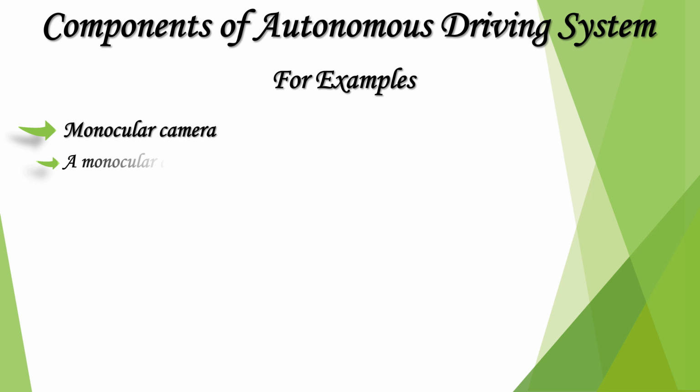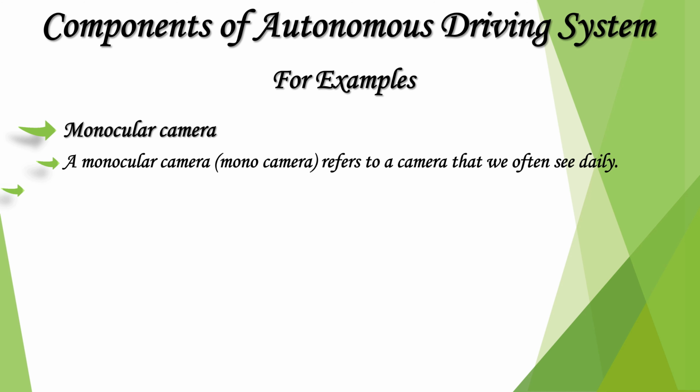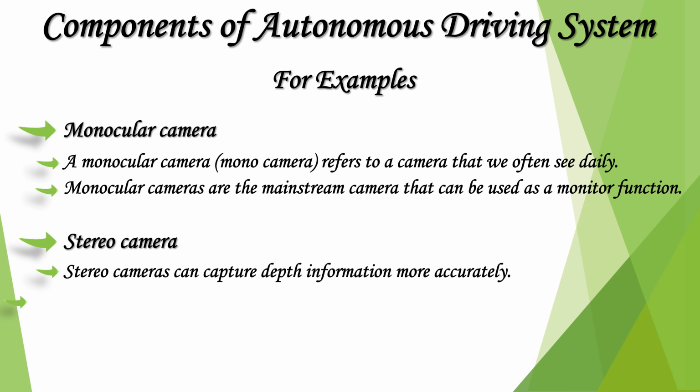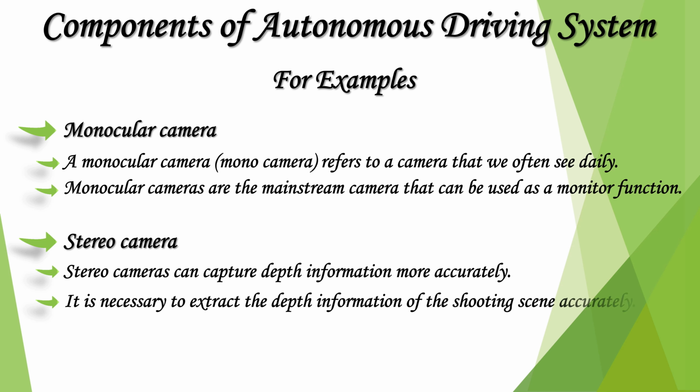For example, monocular camera. A monocular camera refers to a camera that we often see daily. Monocular cameras are the mainstream camera that can be used as a monitor function. Stereo camera. Stereo cameras can capture depth information more accurately. It is necessary to extract the depth information of the shooting scene accurately.